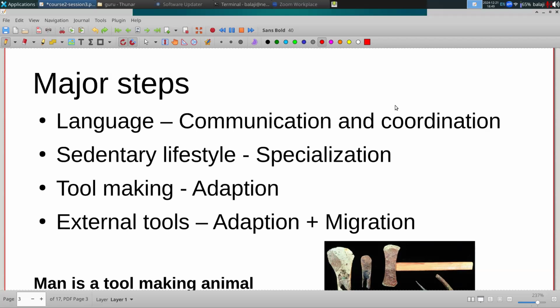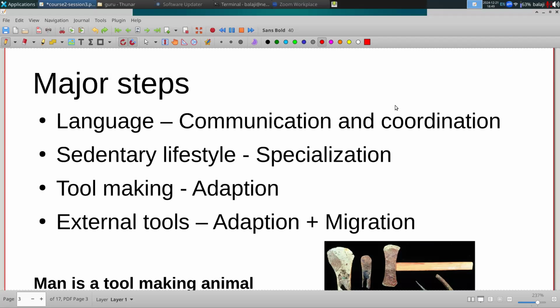So that enabled communication, and the speech language is one of the major steps, which helped in communication and coordination. With speech and communication, they became better hunters and gatherers. Especially when you hunt big animals, very big compared to the size of humans, you need a coordinated effort. The coordination comes from this communication, and that was enabled by language. So that is one of the major steps.